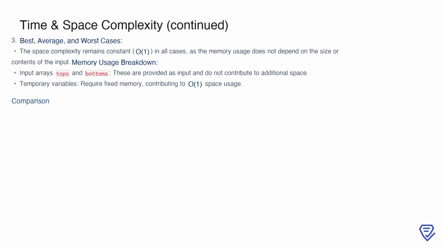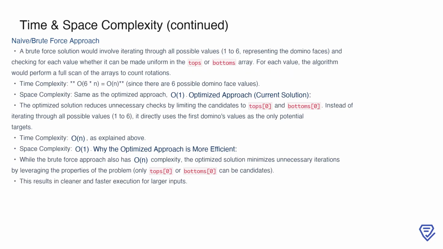To break it down, the input arrays tops and bottoms are provided as input and do not contribute to additional space. Temporary variables such as counters or the target value also require a fixed amount of memory, which does not scale with the input size. This means the algorithm processes the input arrays directly without using any auxiliary arrays, hash maps, or other data structures, ensuring constant space usage.